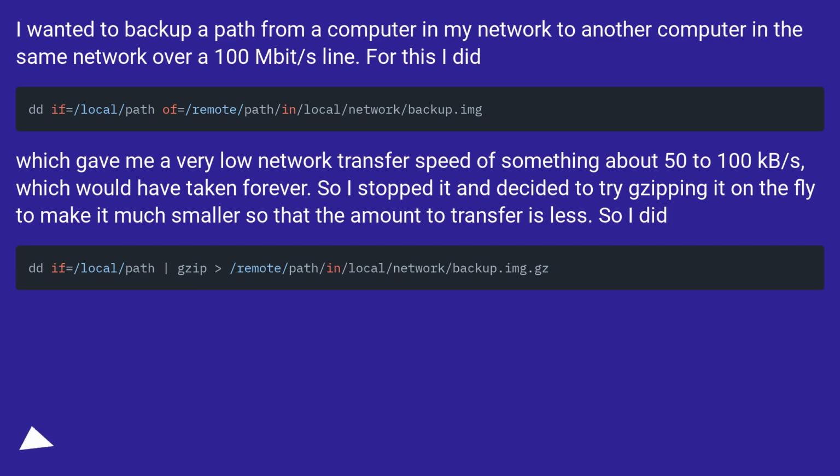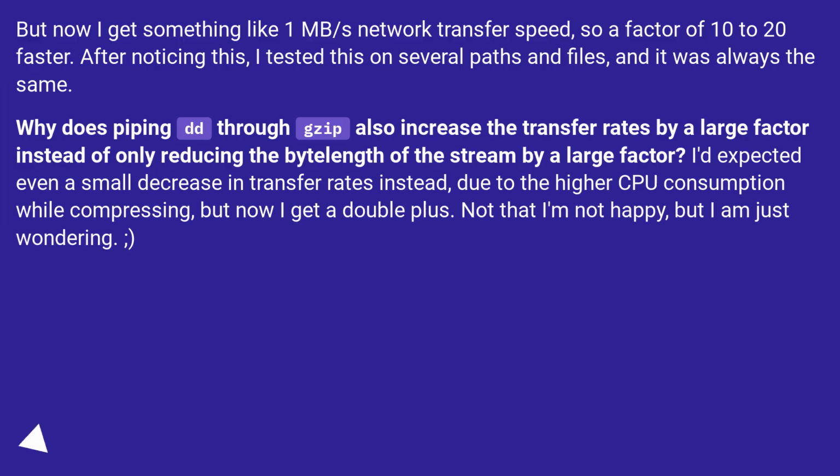which gave me a very low network transfer speed of something about 50 to 100 kB/s, which would have taken forever. So I stopped it and decided to try zipping it on the fly to make it much smaller, so that the amount to transfer is less. So I did. But now I get something like 1 MB/s network transfer speed, so a factor of 10 to 20 faster.